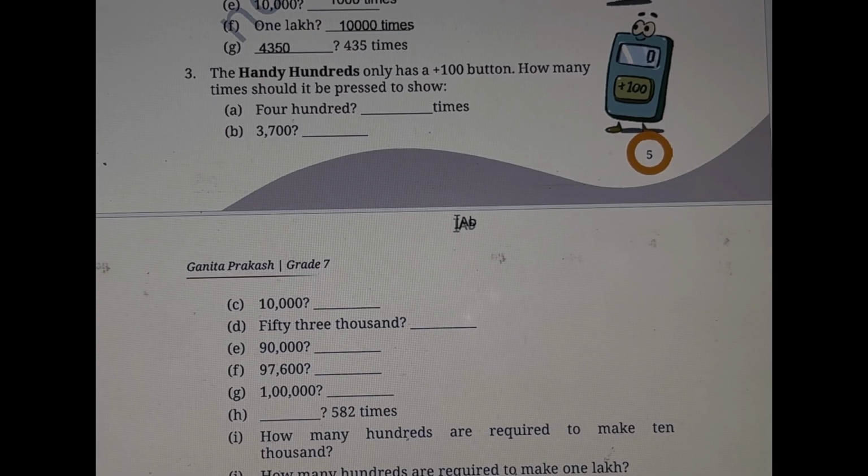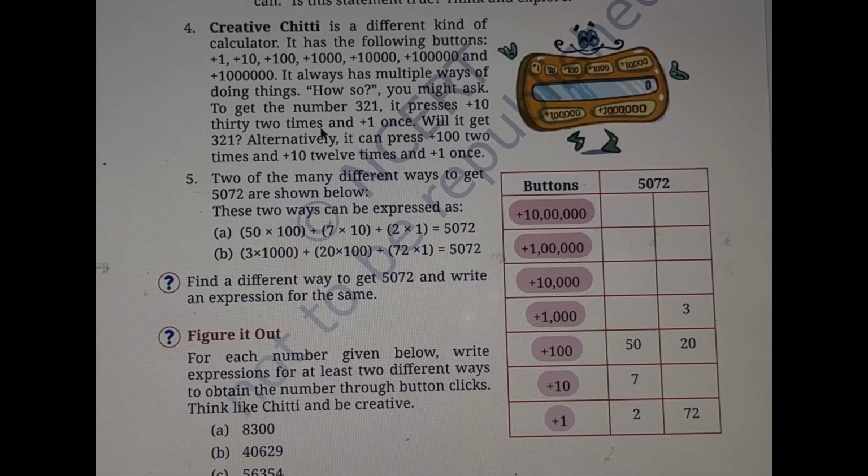Now, handy hundreds has only a plus 100 button. So how many times should it be pressed? 100 has 2 zeros, so you will strike off 2 zeros. So 400 has 2 zeros, so the answer is 4. Right? 3700 has 2 zeros, so the answer is 37.